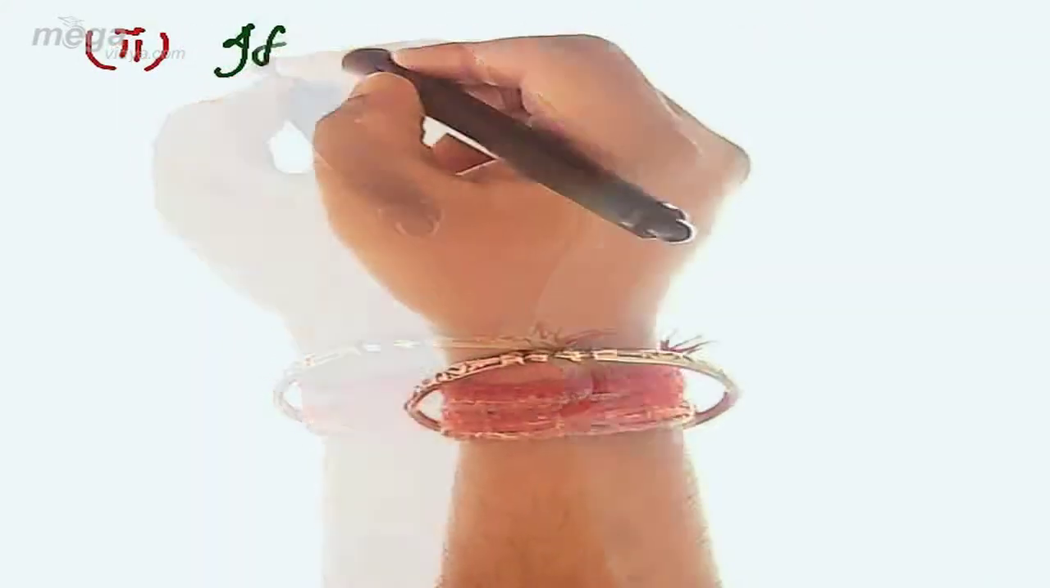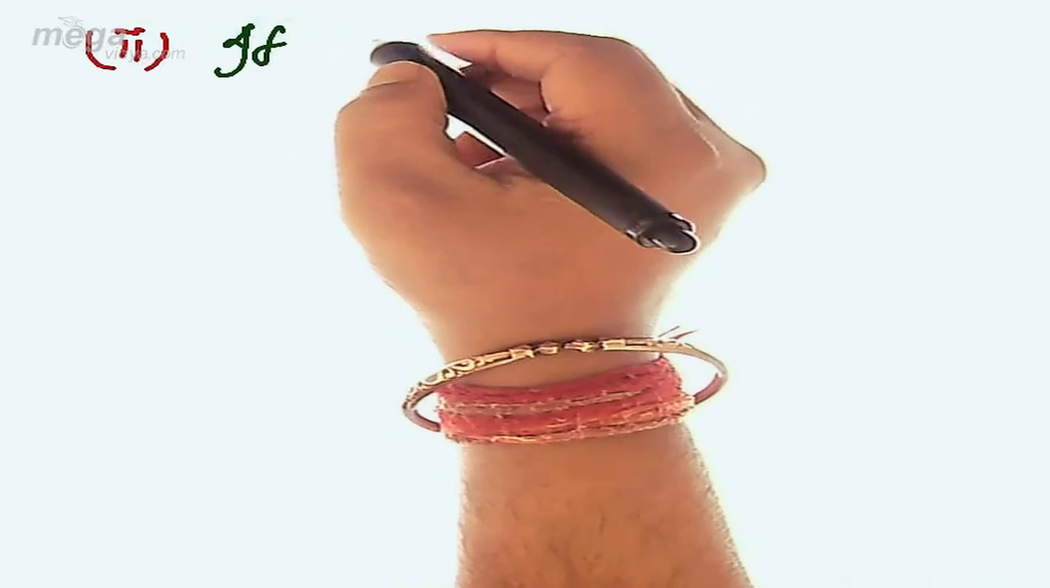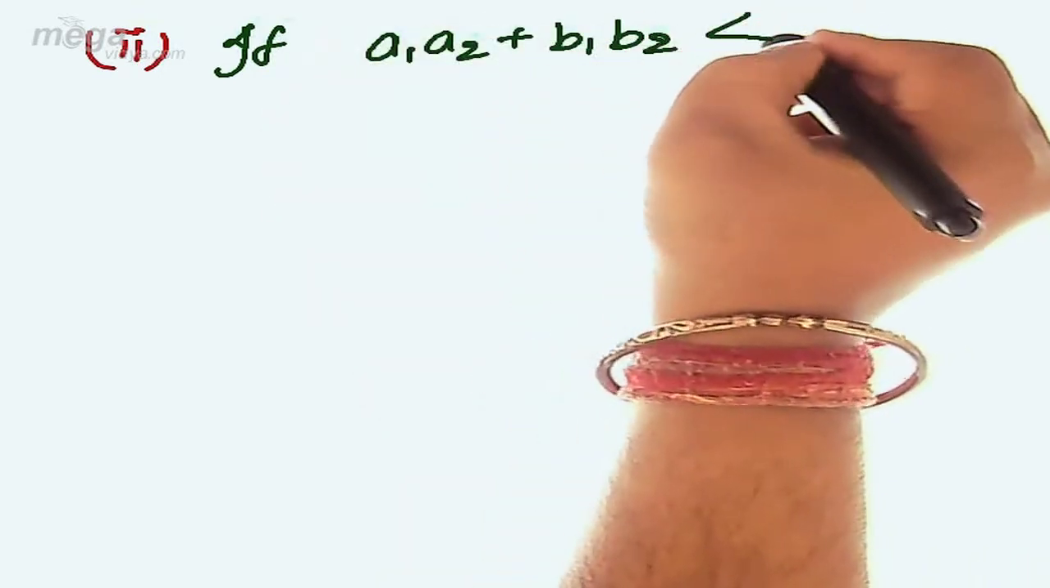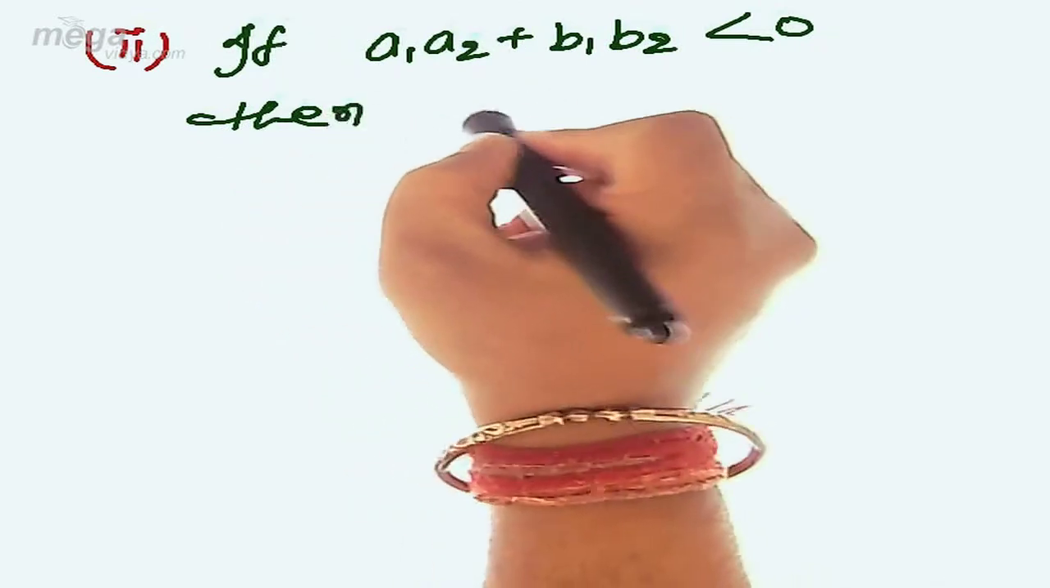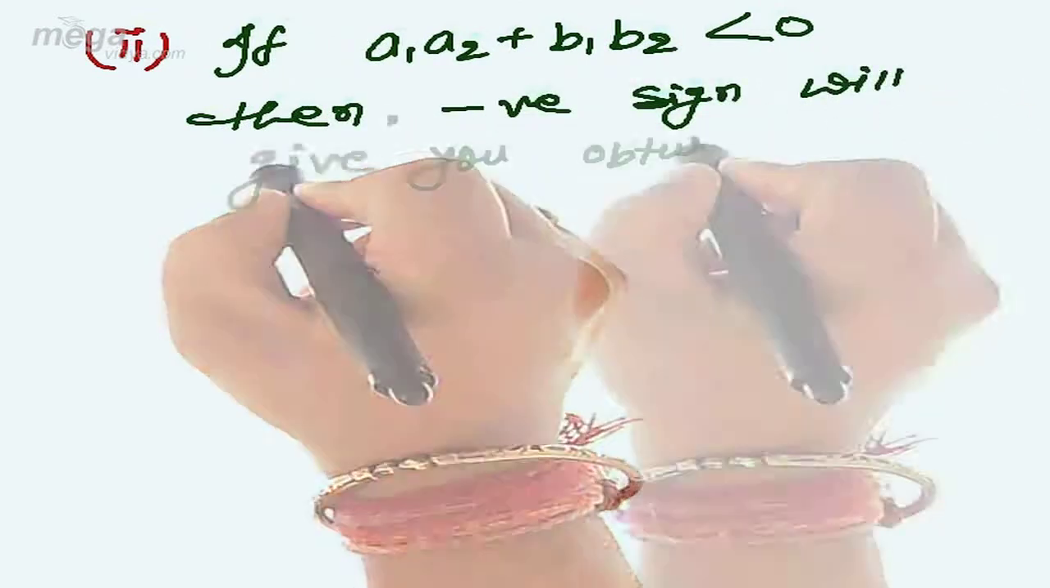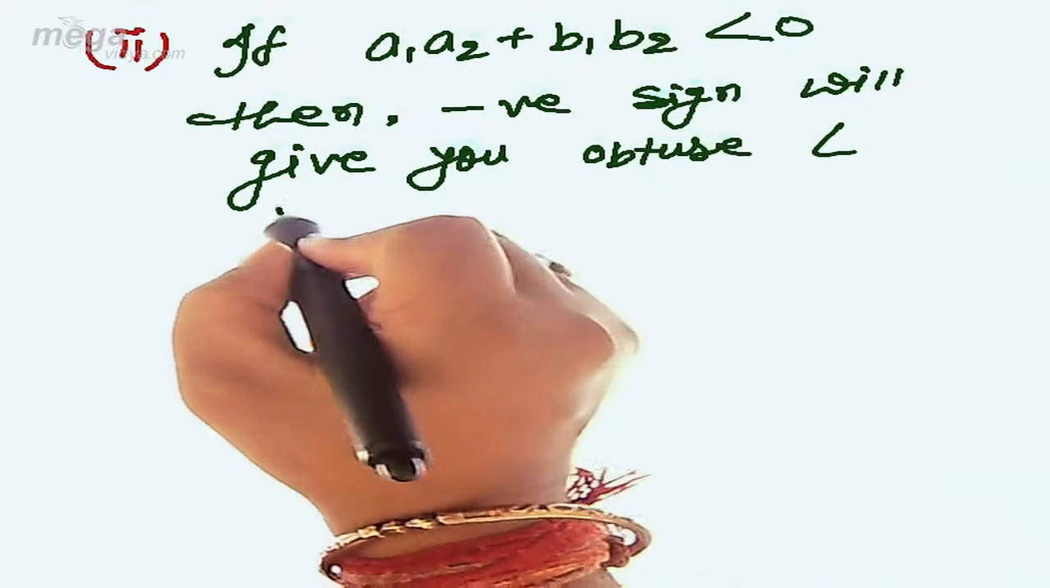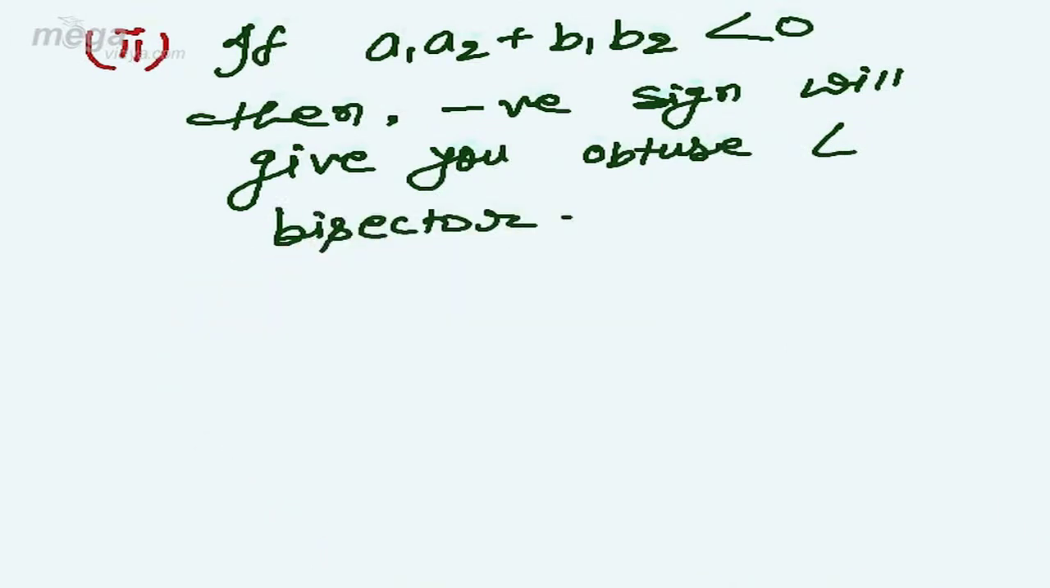If you get A1A2 + B1B2 less than 0, then the negative sign will give you the obtuse angle bisector. So you can remember that the sign which is the same as the sign of A1A2 + B1B2 will give you the obtuse angle bisector. If A1A2 + B1B2 is positive, then the positive sign gives the obtuse angle bisector. If A1A2 + B1B2 is negative, then the negative sign gives the obtuse angle bisector.